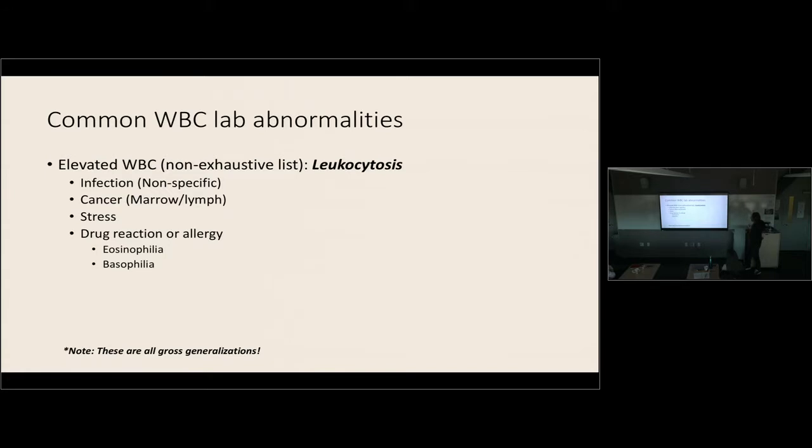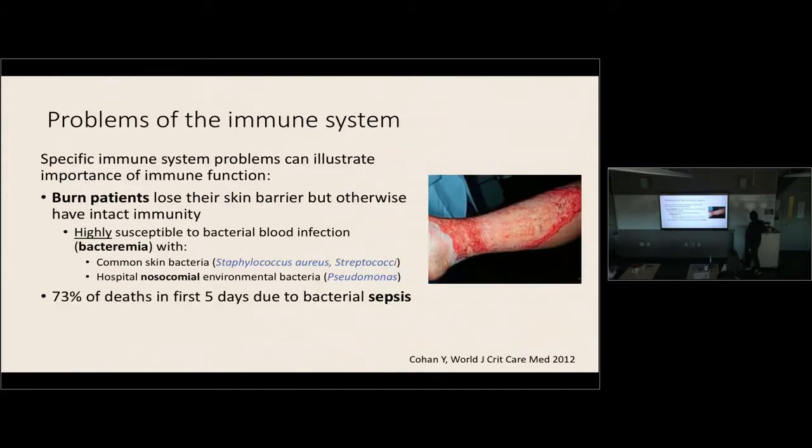Stress, I kind of talked about, and then again, drug reactions, eosinophils. Like if somebody has a rash and they've been taking a new drug and you're not sure, sometimes you might see an elevation of their eosinophils or their basophils, and that might suggest, okay, this is actually a drug reaction, not poison oak or something like that. Although, maybe that's a bad example. Anyway.